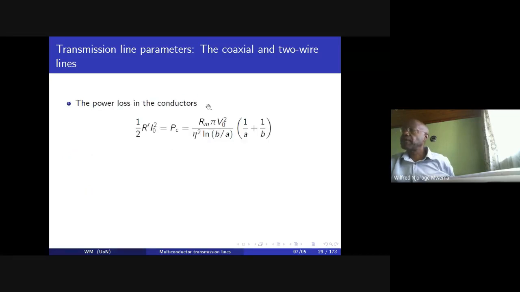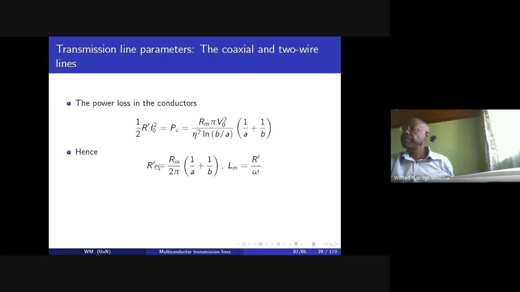So the power loss in the conductors is of course going to be given by a half the series impedance resistance per unit length multiplied by the current, and that is going to be given by Rm pi over V naught over that, and we'll get a value of 1 over A plus 1 over B. And this is what we were saying, that the power loss will be dependent on the values we have there. That is, if we had a very small center conductor, as is usually the case, we can always ignore the introduction of that, and we'll just be dealing with just 1 over A for this particular case.